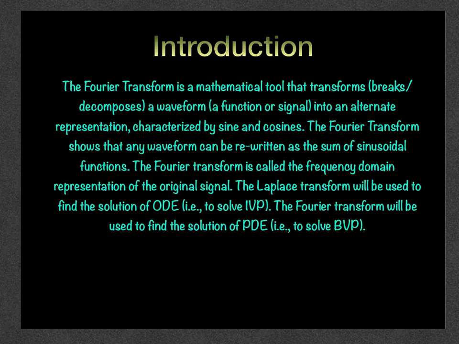The Fourier transform is a mathematical tool that transforms a waveform into an alternate representation characterized by sines and cosines. The Fourier transform shows that any waveform can be rewritten as a sum of sinusoidal functions. The Fourier transform is called the frequency domain representation of the original signal. So it is mainly used in electrical engineering for signals.